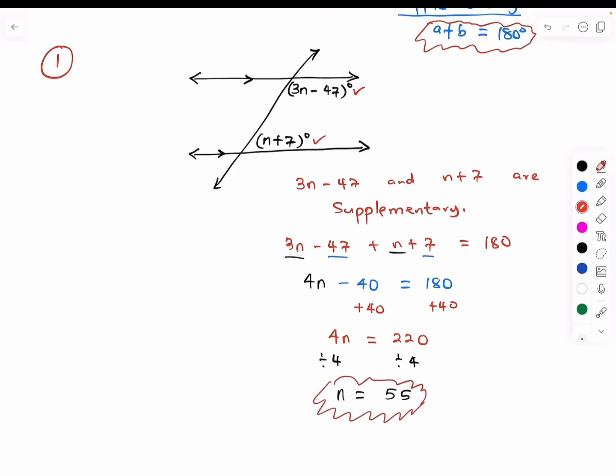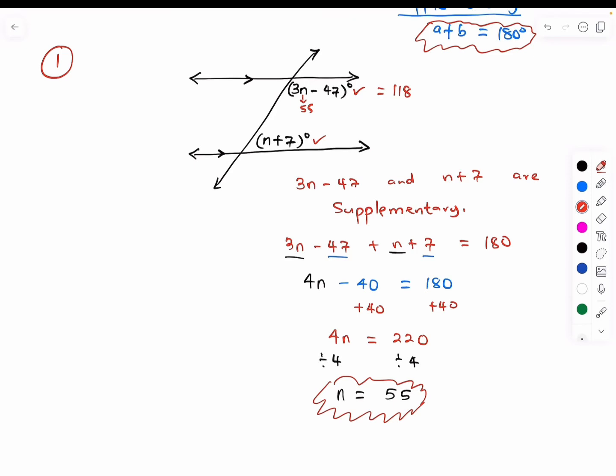Let's go back and put 55 as n right here and see what we get. If you multiply 3 times 55, you're going to get 165. Then if you subtract 47 from that, we get this one to be 118. I hope my calculation is right.